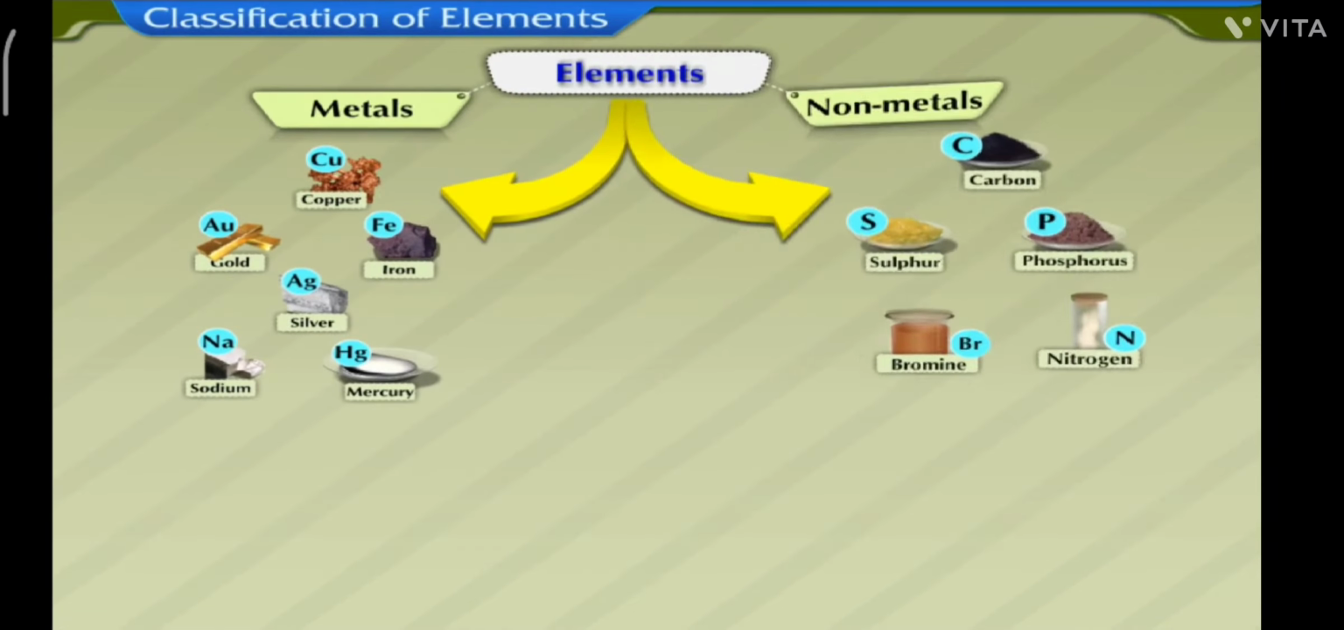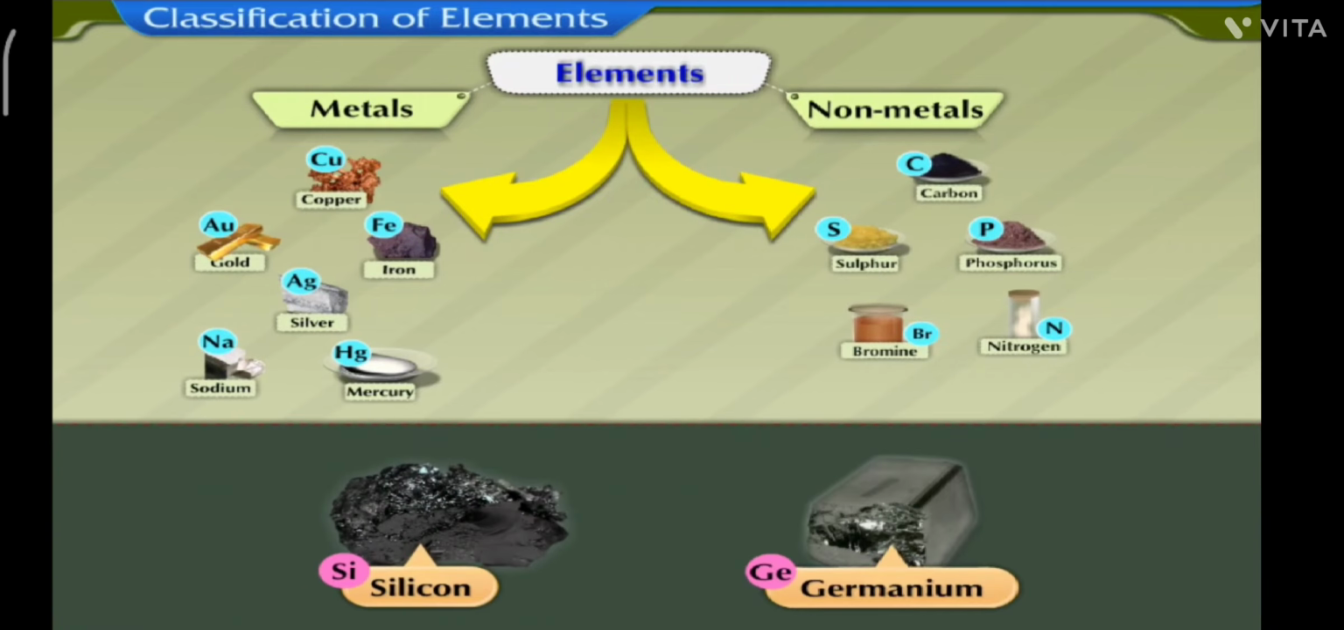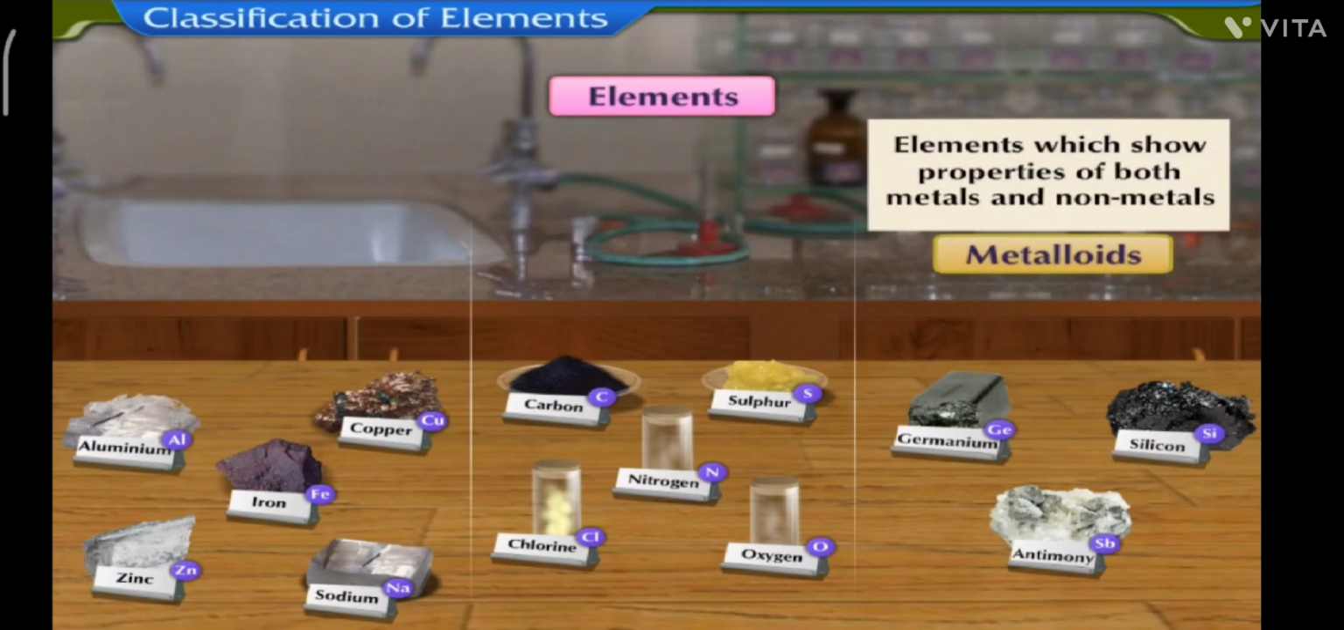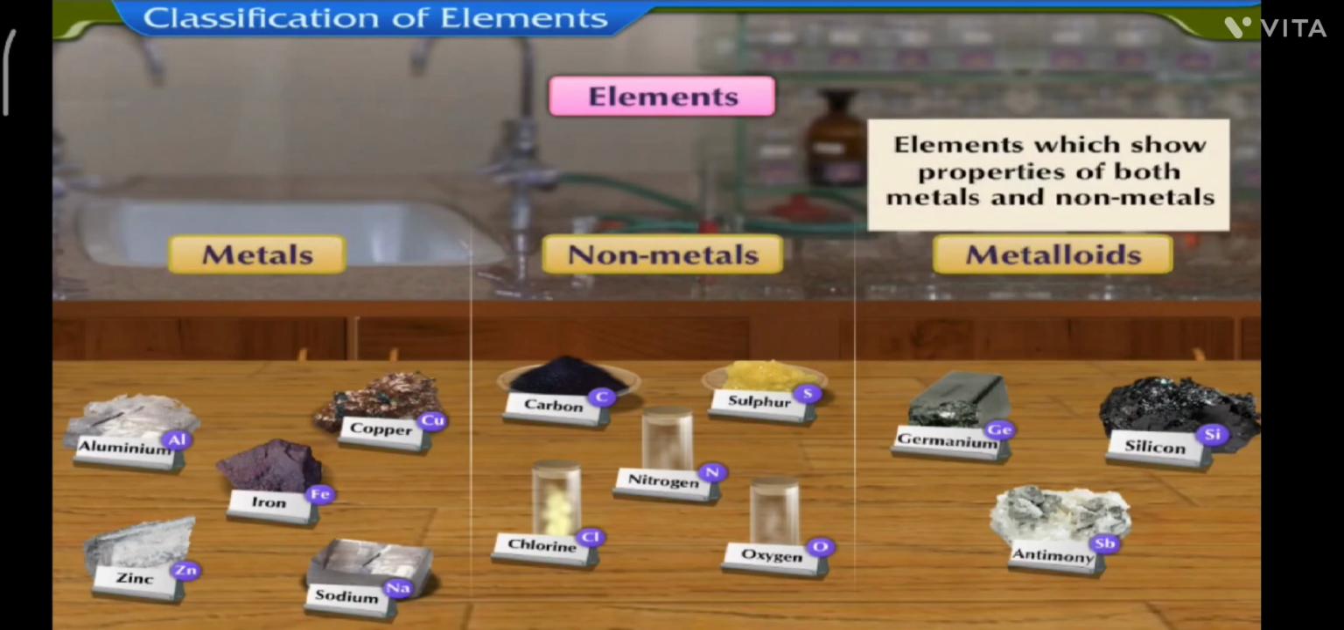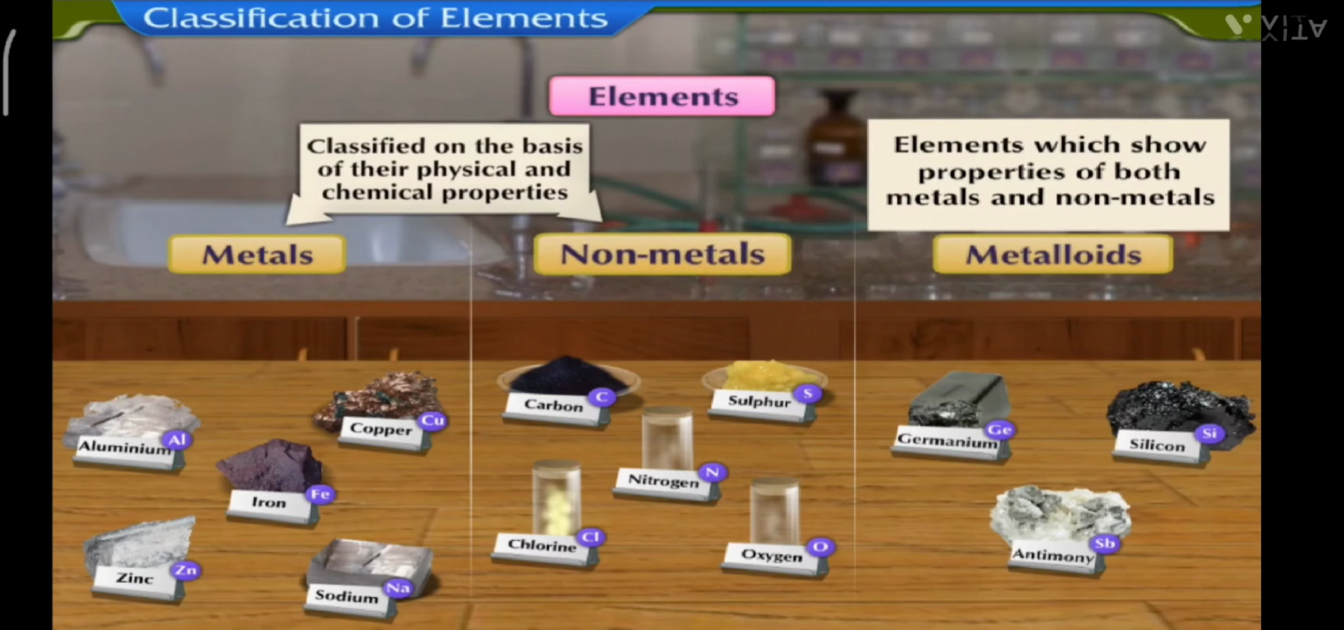Apart from metals and non-metals, there is one more class called metalloids. Metalloids are elements which show properties of both metals and non-metals. Examples of metalloids are silicon, germanium, and antimony. We can classify metals and non-metals very distinctly on the basis of their physical and chemical properties.